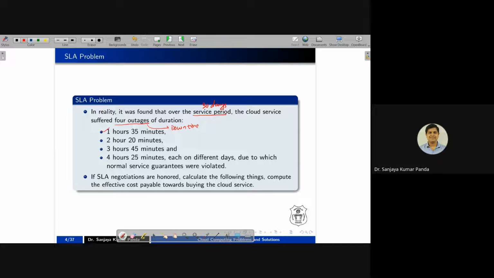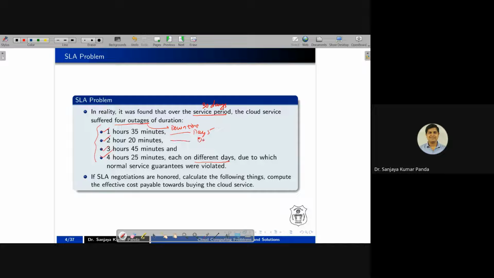So first outage is for 1 hour 35 minutes. Second outage is 2 hours 20 minutes. Third outage is 3 hours 45 minutes. Fourth outage is 4 hours 25 minutes. Okay, so these are the 4 outages that happen on different days. For example, I can say first outage happened on day number 5.